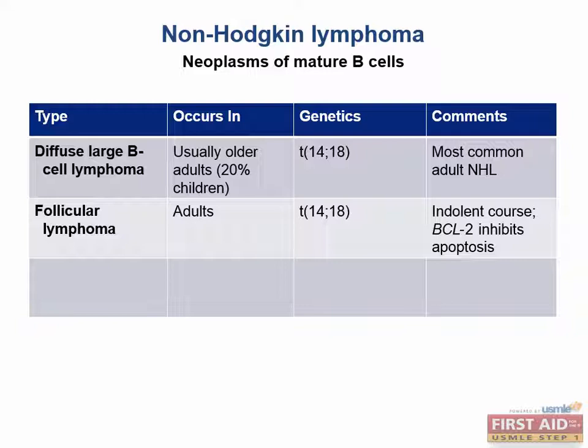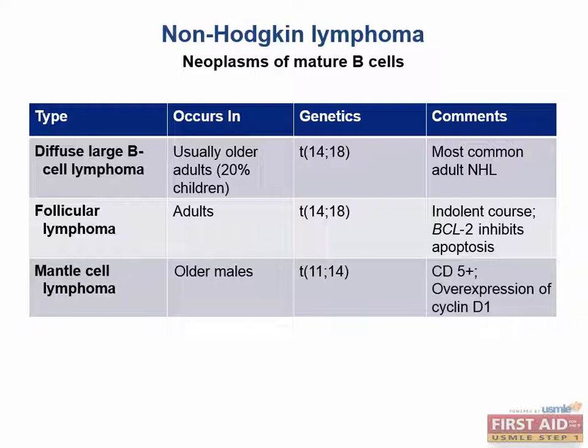The next B-cell non-Hodgkin lymphoma is mantle cell lymphoma. Mantle cells are CD5 positive and carry a chromosome 11;14 translocation. Mantle cell lymphoma is the result of an overexpression of cyclin D1. Remember that both mantle cell and follicular lymphomas are relatively indolent, meaning that they are slow-growing cancers, and they are unlikely to lead to a rapid death. In contrast, Burkitt's and diffuse large B-cell lymphomas are both rapidly dividing cancers.